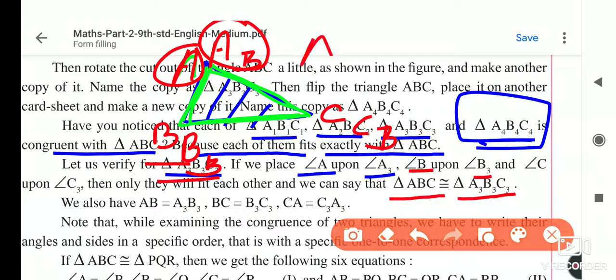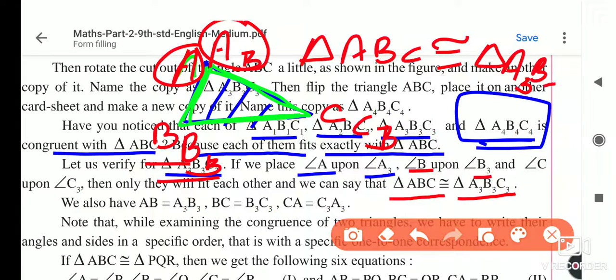If such a condition is there, we say that triangle ABC is congruent to triangle A3B3C3. Okay, such a situation is there. And with this also, AB is equal to A3B3. If you see here, the blue color line AB is there, and the green color line is also on it. So AB is equal to A3B3. BC is equal to B3C3. Here it is BC, and B3C3 is also on it. It coincides with AB. CA is equal to C3A3.